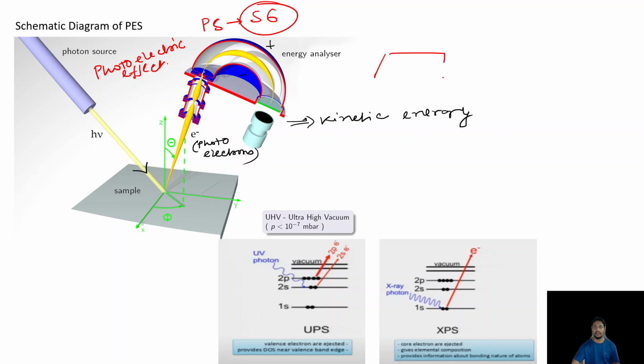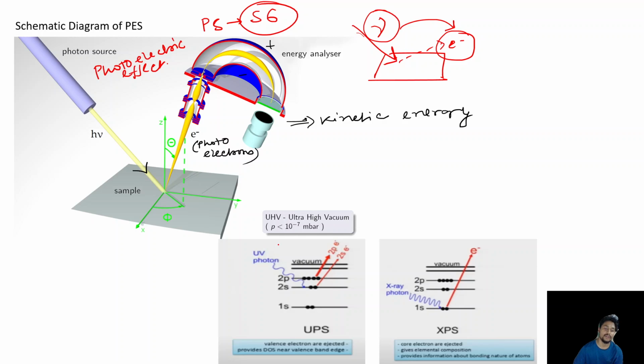But the process is the photoelectric effect. There is a surface, and light is coming with some energy, hν. The surface absorbs that energy, and due to that some electrons are kicked out from the surface. If we measure these electrons' kinetic energy, we can tell about the binding energy. Depending upon the energy, we can tell which electrons are kicked out, and that can be analyzed to get the information.